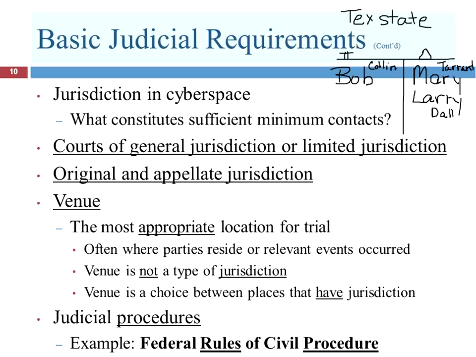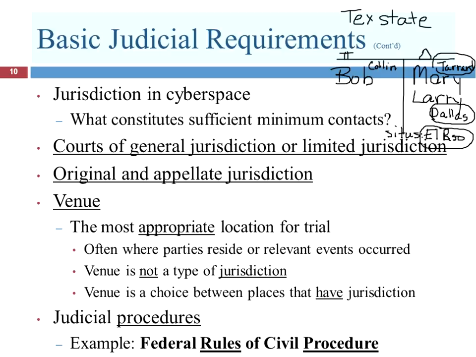The car accident about which Bob is suing, we'll just say that the situs is in El Paso County. So even though Mary and Bob are from the Dallas-Fort Worth area, they coincidentally both were vacationing in El Paso. So Bob can sue Larry and Mary in Tarrant County because one of the defendants is there, or Bob can sue Larry and Mary in Dallas County, which is where one of the other defendants lives, or Bob can sue in El Paso County.